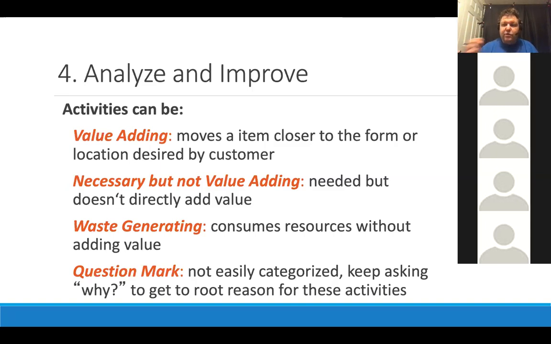Okay, when you do the quiz, this is one of the questions on the quiz. The action that's being questioned, is it value adding, necessary but not adding value, waste generating, or question mark? Right? So this is another way to look at it. Every step of the process has one of these 4 characteristics. If we were making cupcakes, what are the different steps for making cupcakes? Which ones are waste generating? Which ones are necessary but not adding value? Hopefully everything is adding value. So here's another way to look at it.